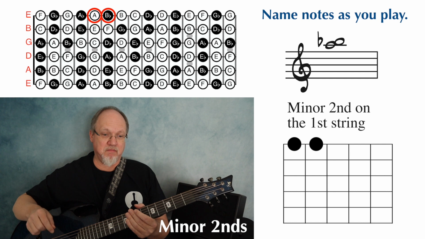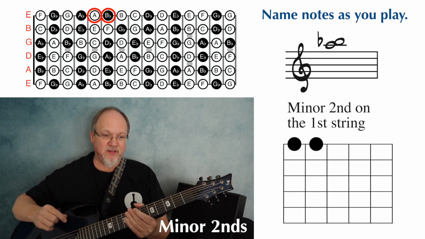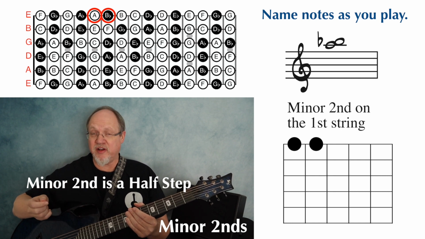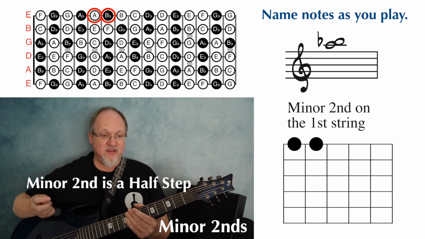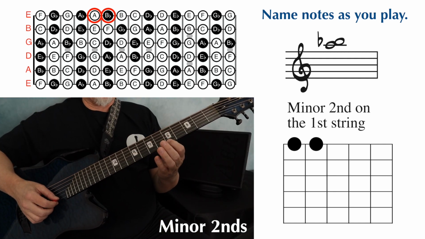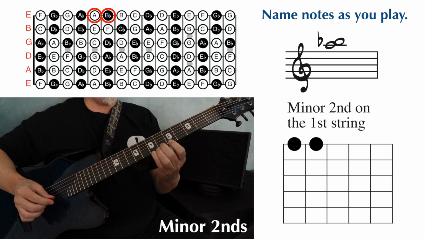Let's look at these minor second diagrams first. We have a minor second on the first string, and remember, a minor second is a half step. You already learned how to play half steps in Module 2, so this is the same thing. Minor second on the first string, A to B flat. Just one fret away.